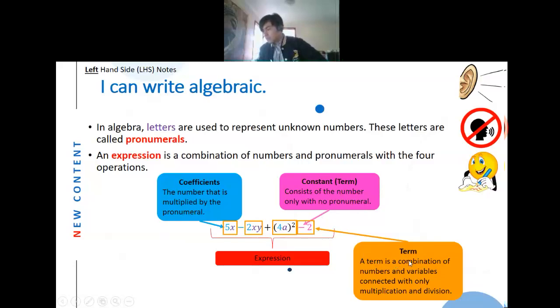Now a term is a combination of numbers and variables or the letters connected by multiplication or division. Okay. So the terms, they are separated by the minus sign and the plus sign.